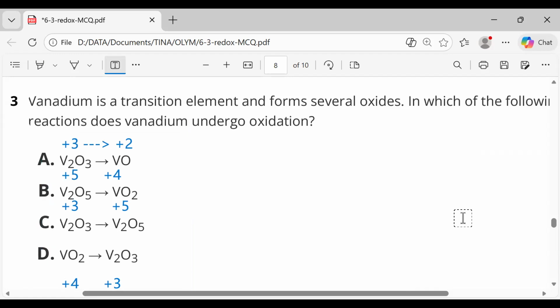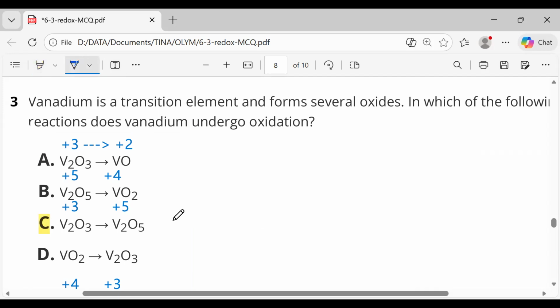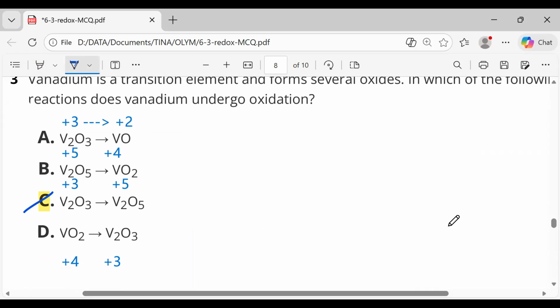Which one undergoes oxidation? Only one, where the oxidation number goes up. Who is that? C. Can you see it? That's why I said just use the same concept: count. If you're lazy to count, you can see the V2 and V2 are the same, then O3 becomes O5. So I saw the oxidation number in B. C should be the answer.